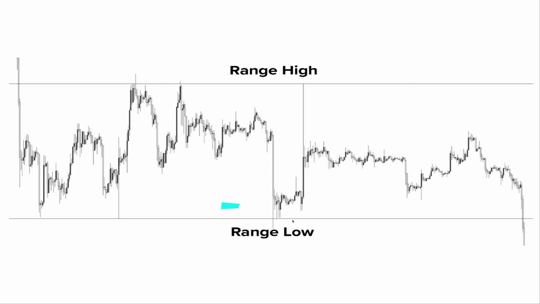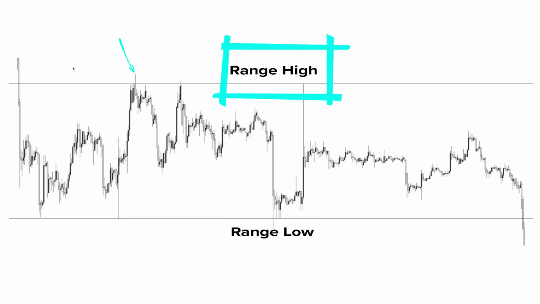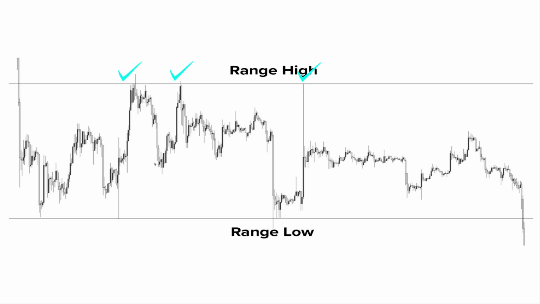Now, at the range low, we want to be buyers at support. At the range high, we want to be sellers at resistance. And going back to what I referred to earlier, the range high is a finite amount of sellers, and the range low is a finite amount of buyers. This is also known as a consolidation phase, where the market is not trending up or down, and this typically precedes a breakout or a breakdown.